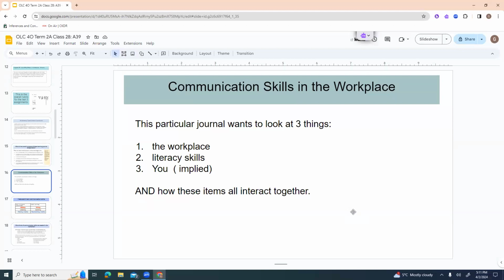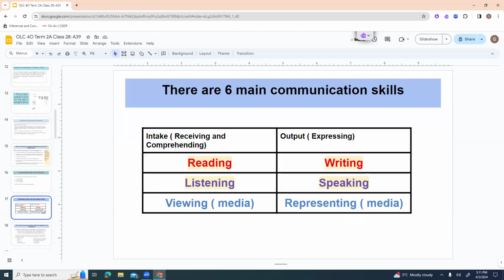This particular journal wants you to look at three main ideas. One, the workplace. Two, literacy skills in the workplace. And three, you. It's kind of implied. And how all these items kind of work together. So first, I want to talk about there are considered to be 6 main communication skills, okay?